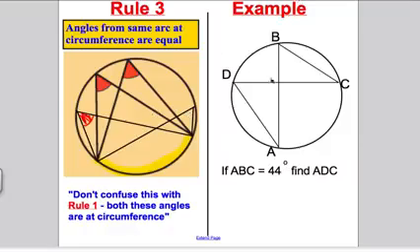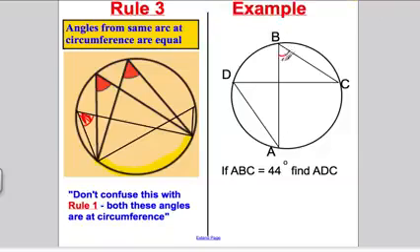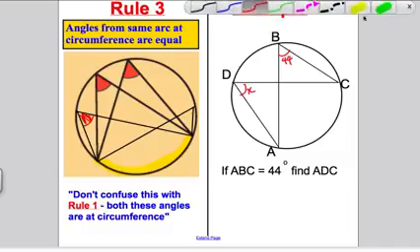Okay, quick example. If ABC, A to B to C, this one's 44. They're asking what ADC is. Always label it, so call that one X. What's that one? Well, let's define our arc. Our arc could be here or here.